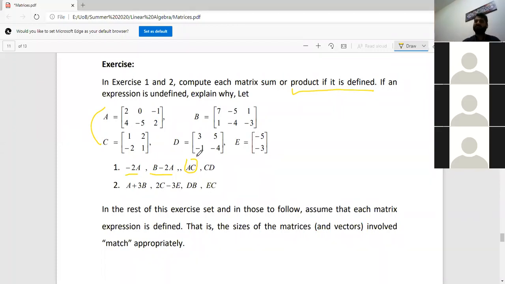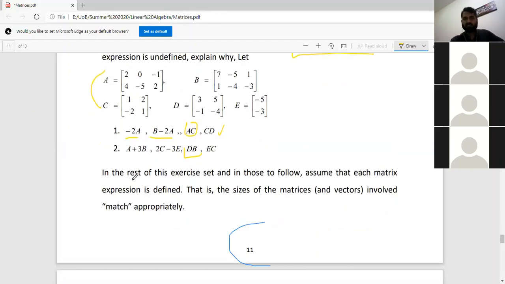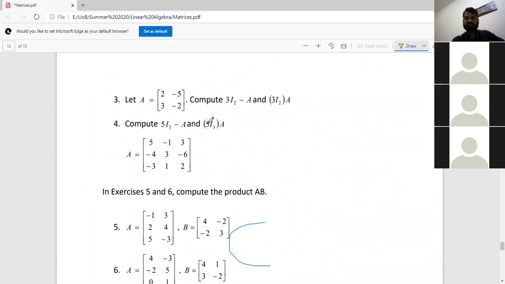If something is not defined, just write that we cannot find the product. But we can find CD. C has 2 columns and D has 2 rows, so I can find CD. Similarly, DB. In DB, I can find the product because D has 2 columns and B has 2 rows. So I can multiply them, and DB is also possible. So try to find all these products or differences, whatever is given. They are easy. So let's try all these exercises.